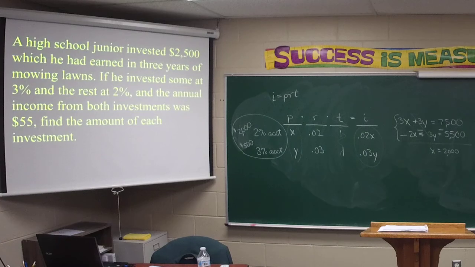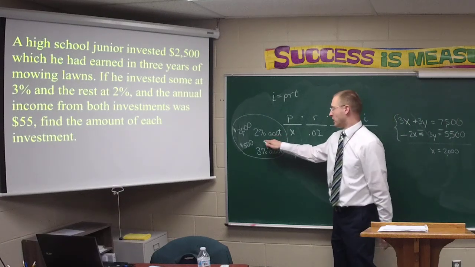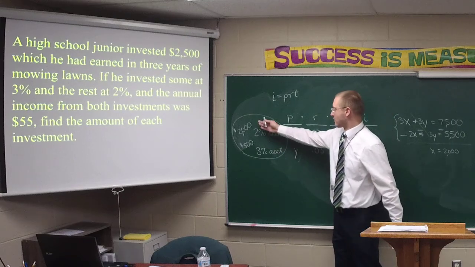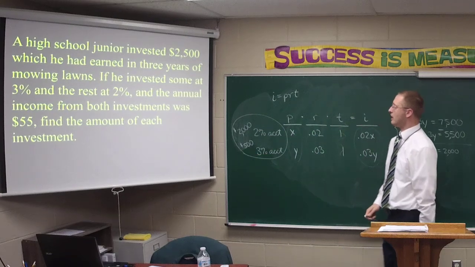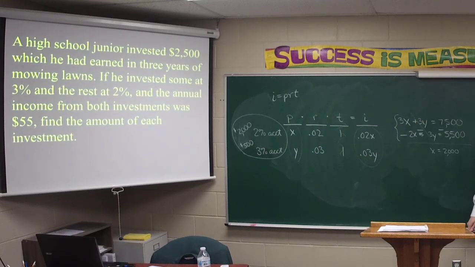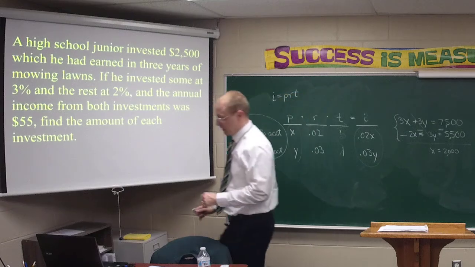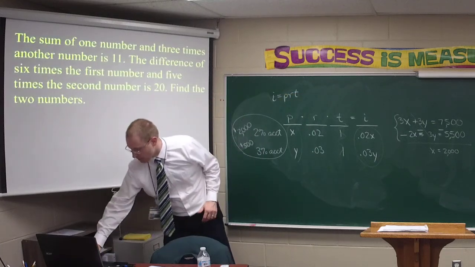So I was lazy. I multiplied the top by a 3 to get 3x plus 3y equals $7,500. Changed all the signs across the bottom to get x equals 2,000. So there's $2,000 in the 2% account. And then, well, you invested $2,500, so if 2,000 went here, that leaves 500 to go there. How many got those answers? All right, questions on this? So look at one more word problem, and then we'll go on to something else.